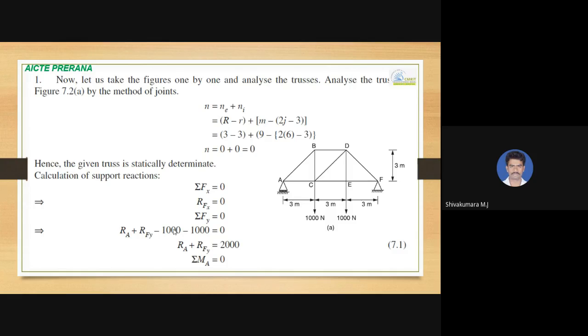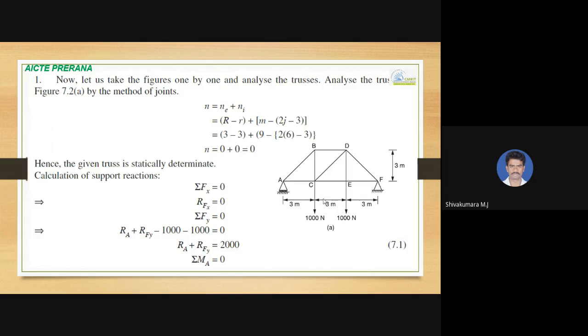Here is one simple example problem: analysis of a truss by using the first method, the method of joints. This is the truss with joints A, B, C, D, E, F. The number of members is 1, 2, 3, 4, 5, 6, 7, 8, 9, so 9 members are there. At joint C, a 1000 Newton force is acting, and at joint E, a 1000 Newton force is acting.